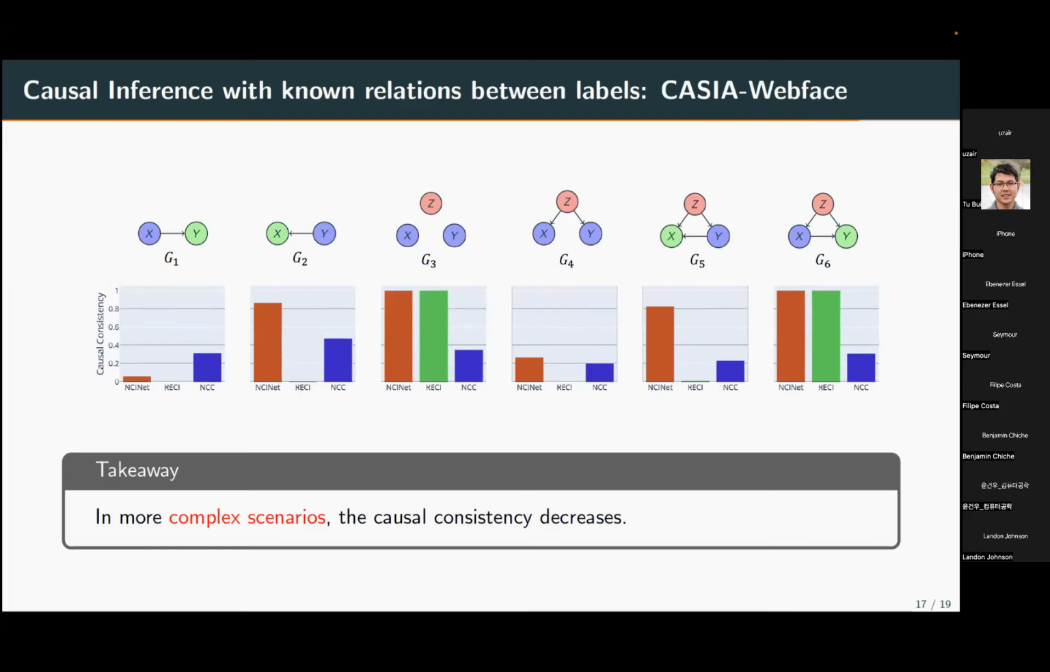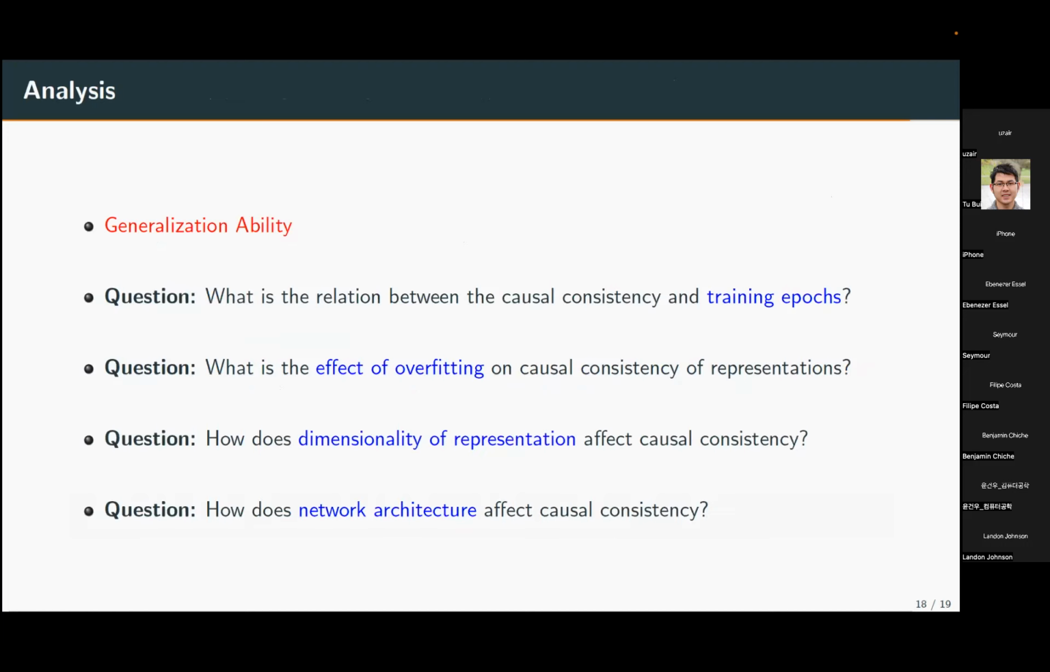And here are the results for a more complex setting, the CASIA-WebFace dataset. In the more complex scenario, the causal consistency decreases. However, our NCNet still has the most stable and the highest estimation of causal relationships. We also have different analyses on various settings of representation learning, so welcome to our poster for more details and discussion.